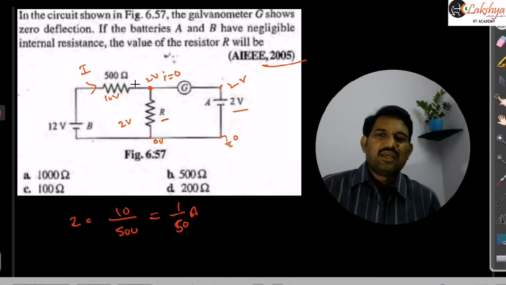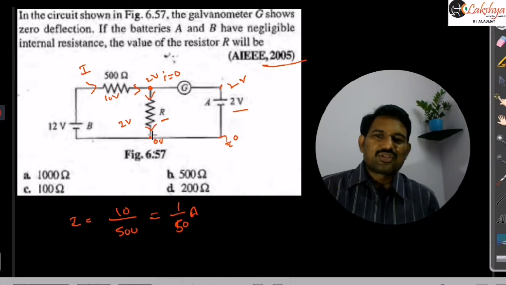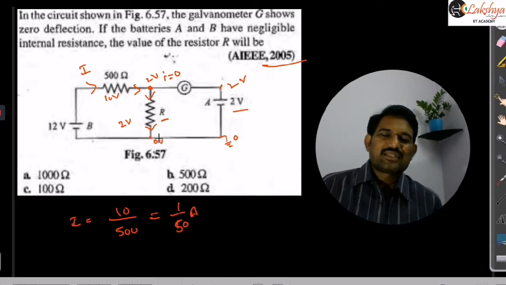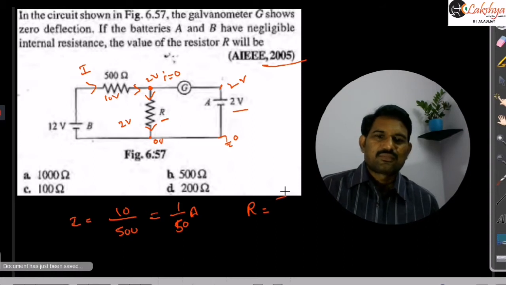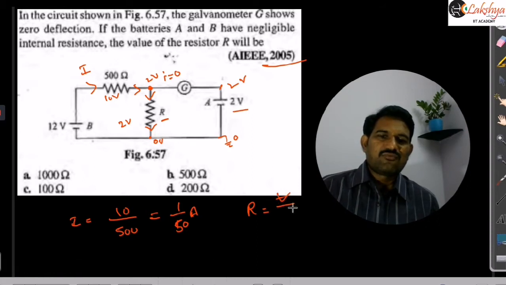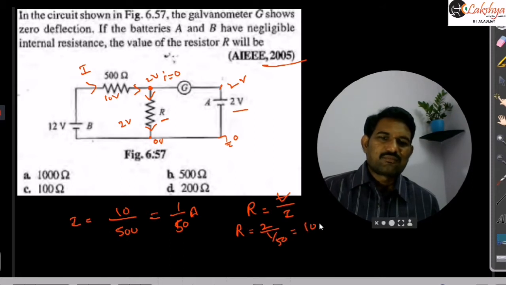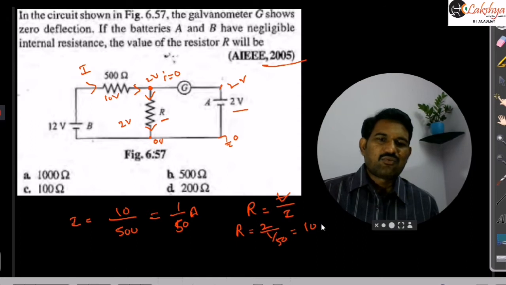And as there is no current in the galvanometer, the total 1 by 50 ampere should flow through this resistance only. In that resistance, we know the potential difference is 2 volts and the current is 1 by 50 ampere. So we can calculate the resistance as V by I, where V is 2 and I is 1 by 50. You will get the value as 100 ohms. So the resistance is 100 ohms.